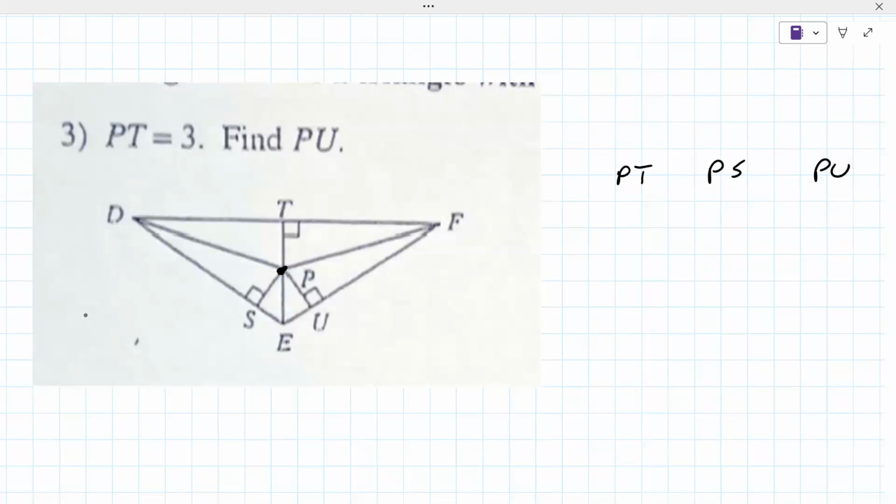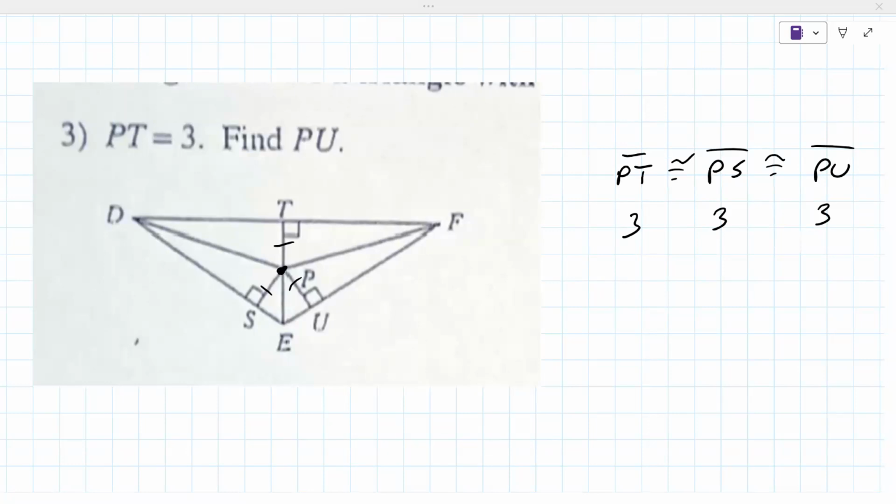No. They are all congruent. Yeah, that's what I was thinking, which means they're all the same. So if PT is 3, PS is 3, and PU is 3. Any questions or thoughts on that?